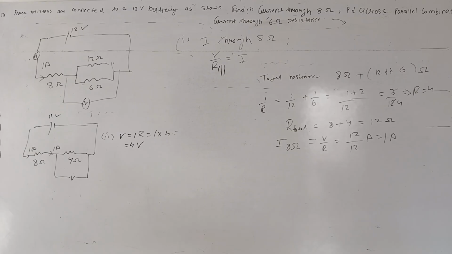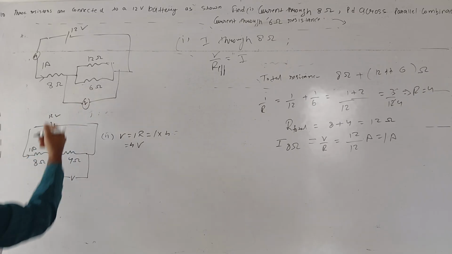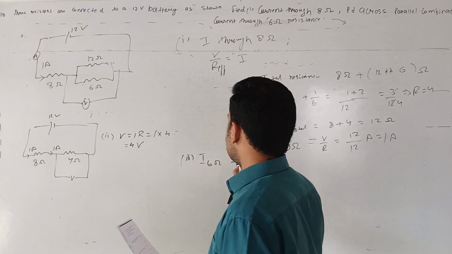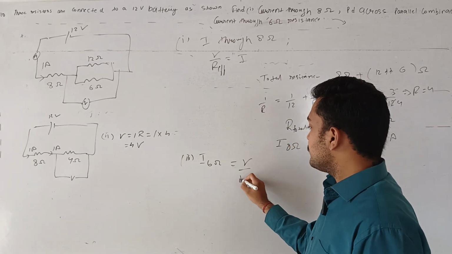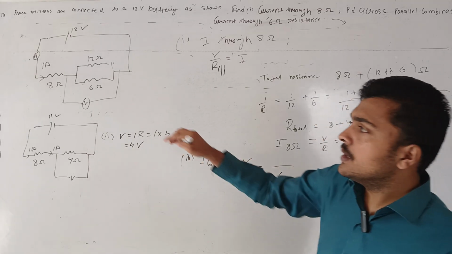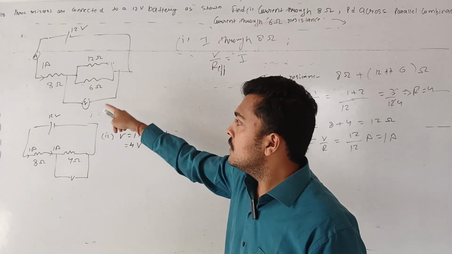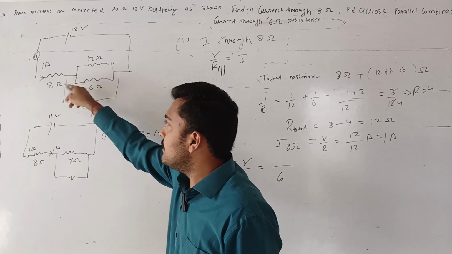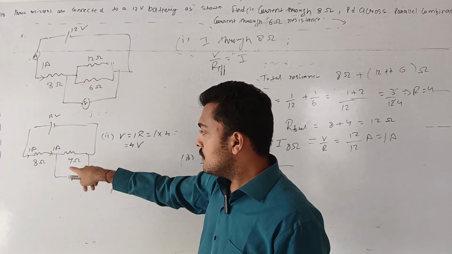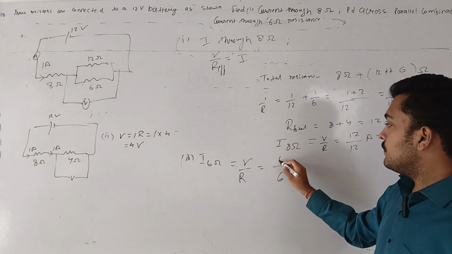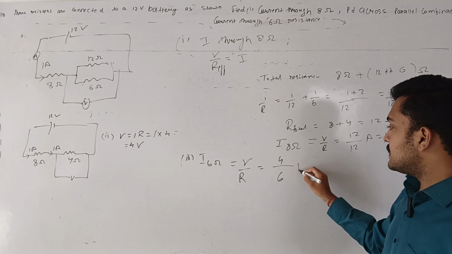This is the second part, and the third part is, what is the current through the 6 ohm resistance? So we have to find the current through the 6 ohm resistance. Current is equal to V upon R. R is 6 and V is the potential drop across the 6 ohm resistance. The potential drop across 6 ohm is the same as across 12 ohm, the same as the potential drop across the whole combination, which we have calculated as 4 volt. Therefore the current comes out to be 4 upon 6 ampere.